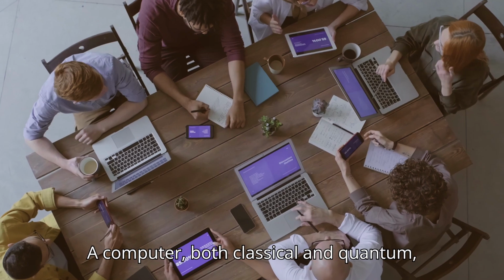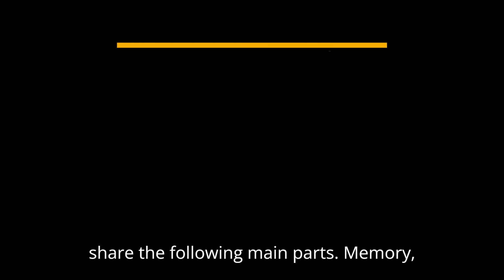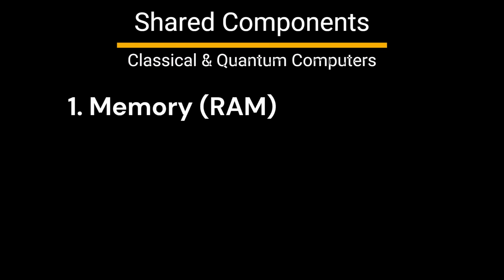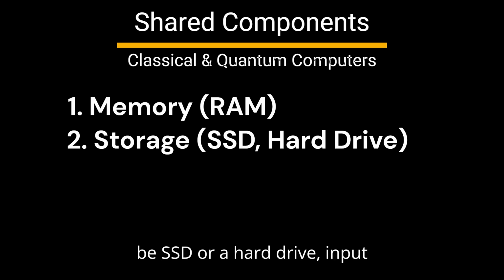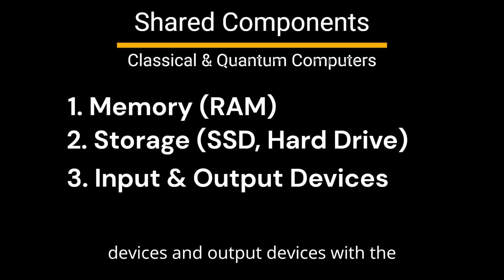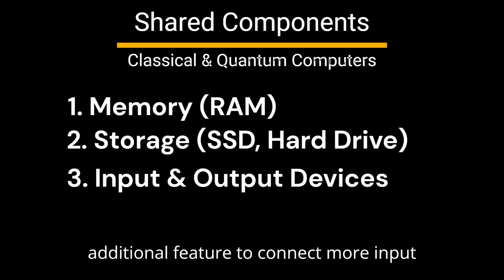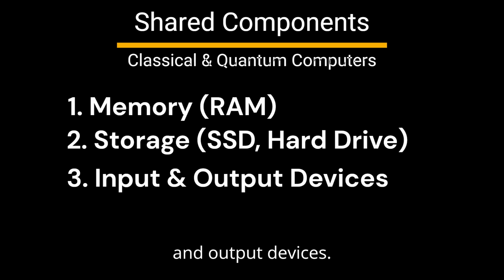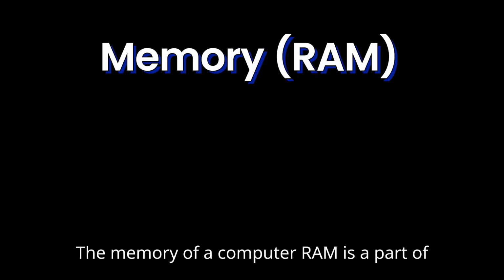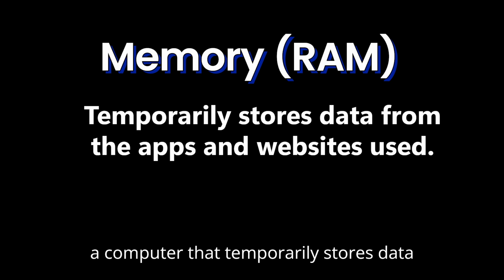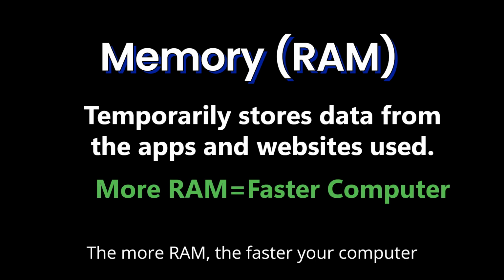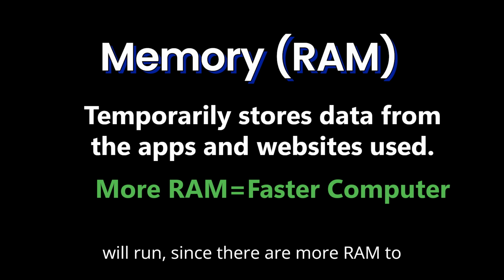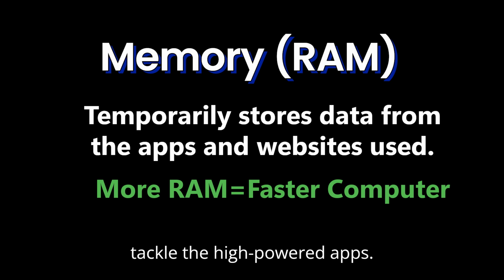A computer, both classical and quantum, shares the following main parts: memory, which is known as RAM, storage, which can be SSD or a hard drive, input devices, and output devices, with the additional feature to connect more input and output devices. The memory of a computer, RAM, is a part of a computer that temporarily stores data from the apps and websites that you use. The more RAM, the faster your computer will run, since there is more RAM to tackle the high powered apps.